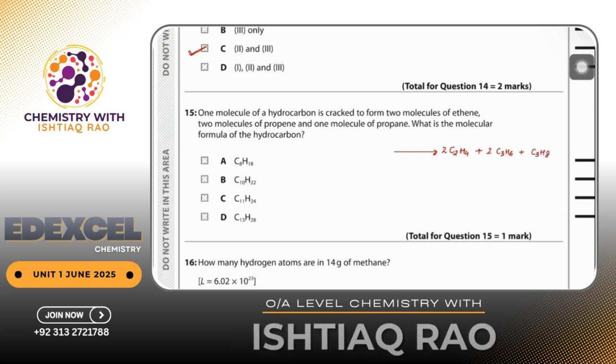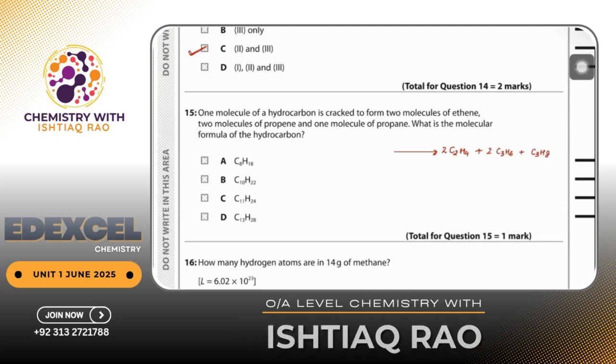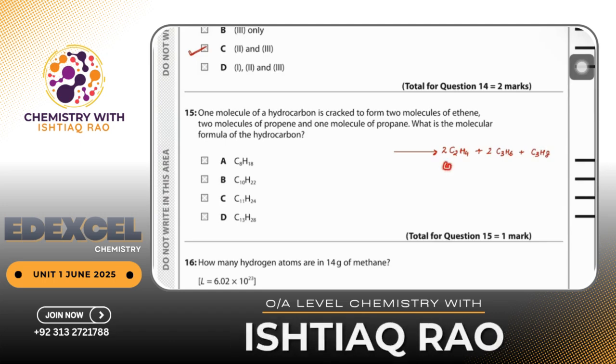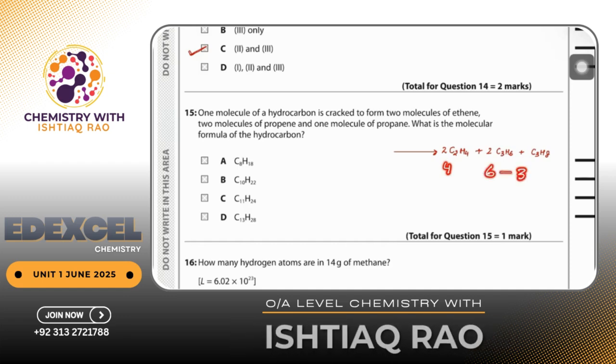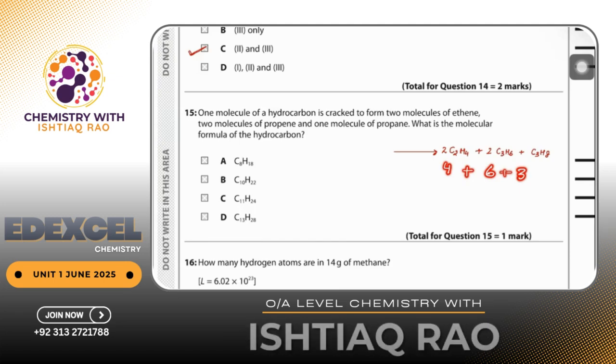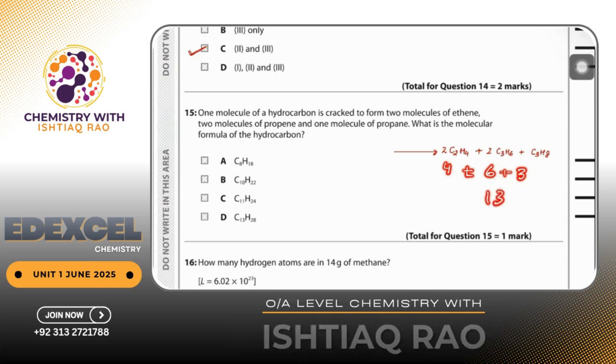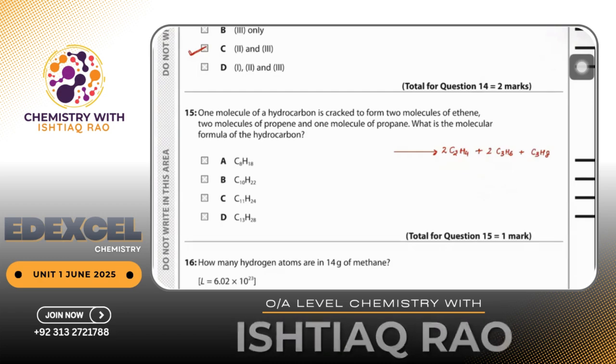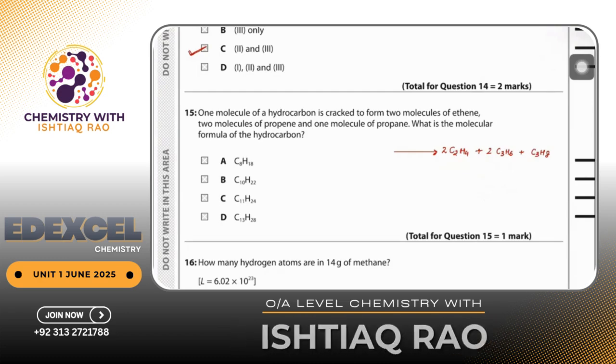What is the molecular formula of the hydrocarbon? So I can say 2 times 2 is 4 carbon atoms, then we have 6 carbon atoms, then we have 3. So 4 plus 6 is 10 and 10 plus 3 is 13. So we are supposed to have 13 carbon atoms. So 13 is the only option, that's going to be D. Yes, this is easy.